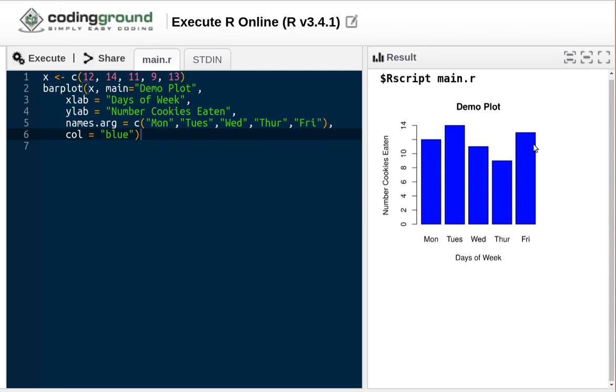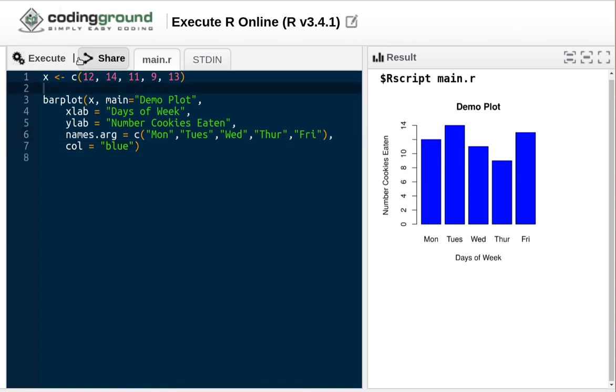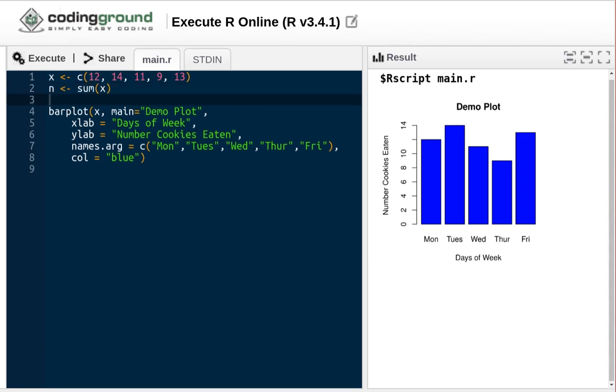Okay. So instead of looking at a frequency here, let's look at a relative frequency. So instead of making a bar graph of X, I want to make a bar graph of the relative frequencies. So let's build that. So the first thing that I need to know is how many cookies there are altogether. So I need to take the sum of X. I need to add 12 and 14 and 11 and 9 and 13 so that I know the total number of cookies that are involved.